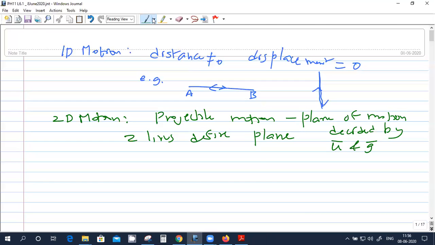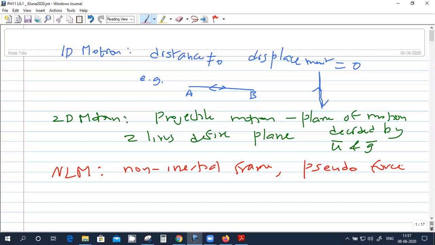Right. What about in laws of motion? Anything interesting? Sir, that free body diagram and friction, that was interesting. Non-inertial frame. Pseudo force. Anything else? Yeah, constrained motion.